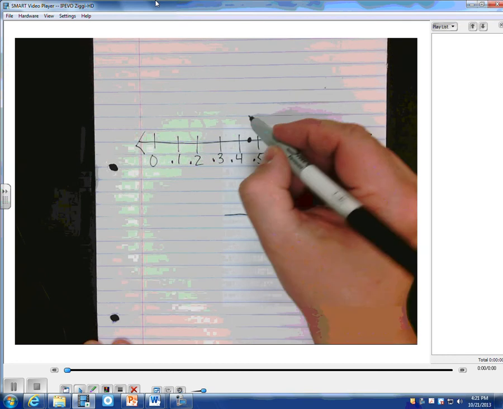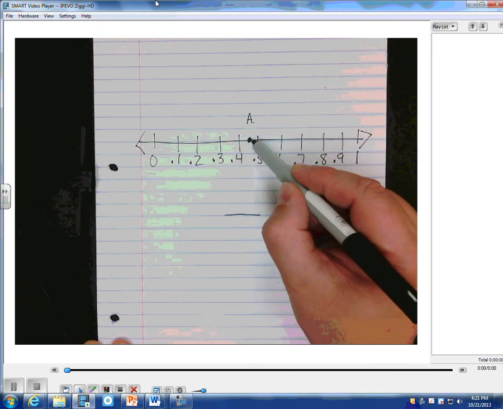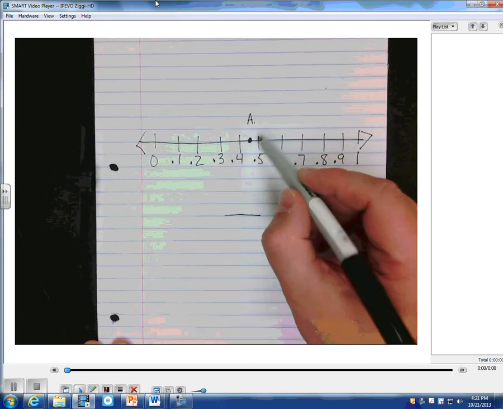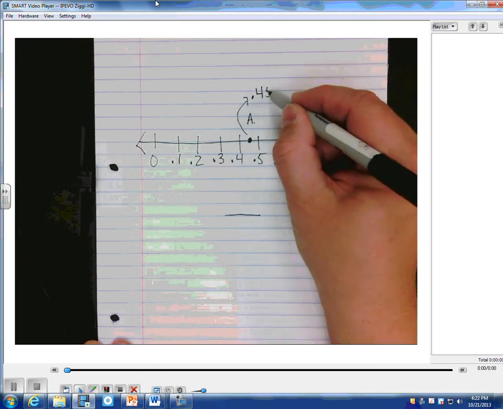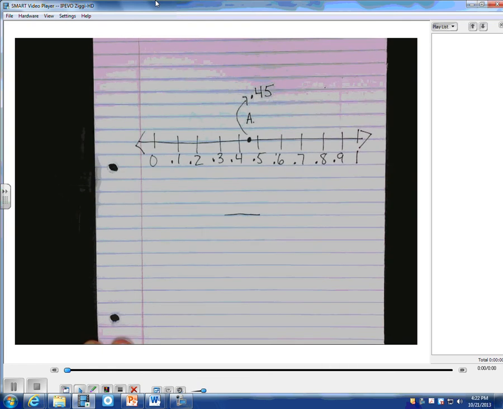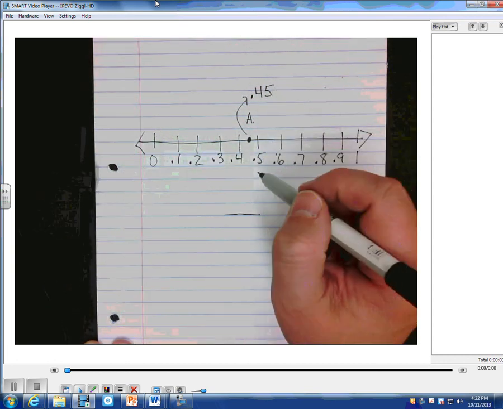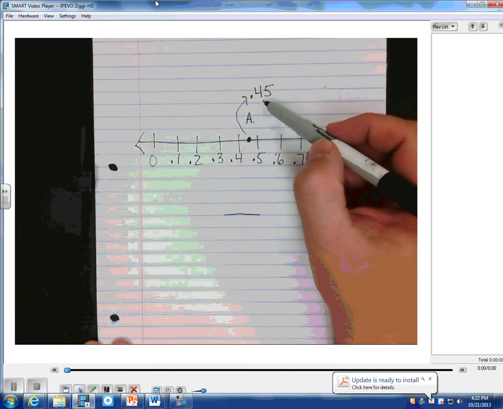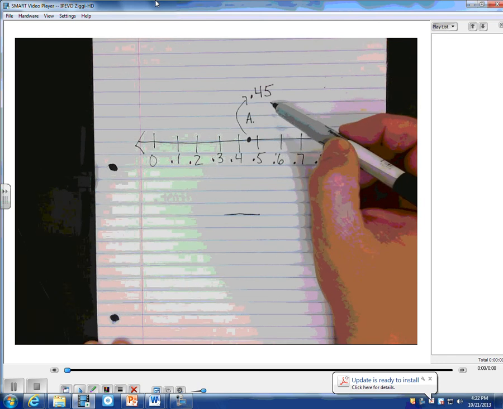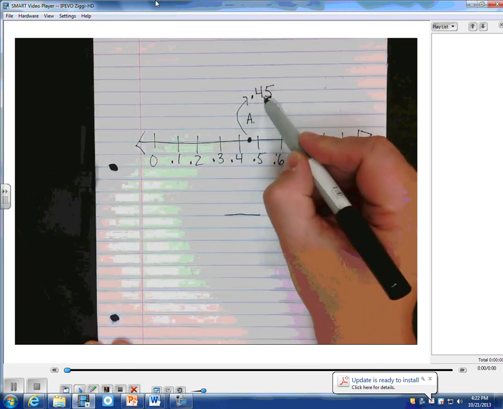Since it's right in the middle, it's going to represent 45 hundredths. Now, writing a fraction for that number is very easy, because you write the fraction exactly how you say the number. So this is 45, since this is in my hundredths place right here, 45 hundredths.